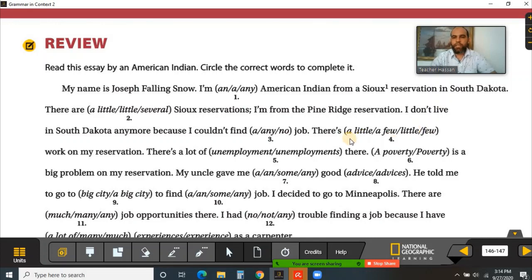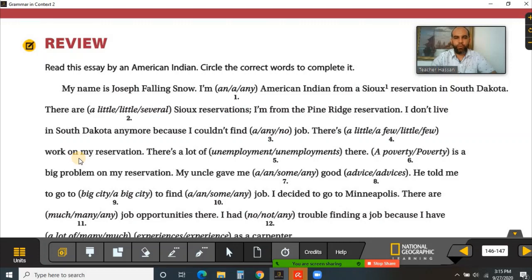Now, which one means a higher quantity or amount? It is a little. And the writer here wants to say that there is almost no work. That's why he needs to move to another place. So little is the correct answer. There is little work. Little means not enough, almost none. A little means enough, therefore it doesn't work with the meaning of this sentence.